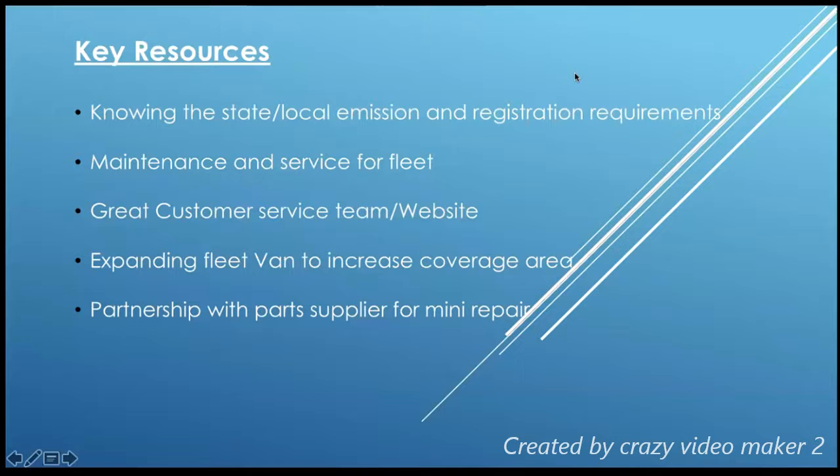These are our key resources. One of the key resources is knowing the state and local emissions registration requirements. It's important. You can't really do emissions without knowing the state and local requirements and if your customer meets them. Another key resource is maintaining our fleet. We need to maintain our fleet ourselves.